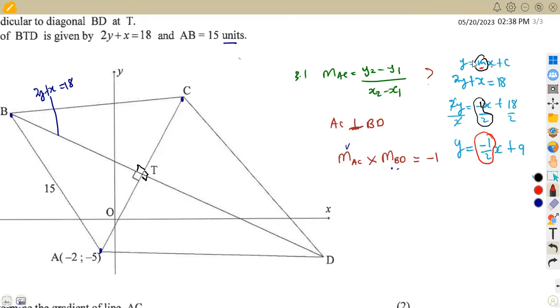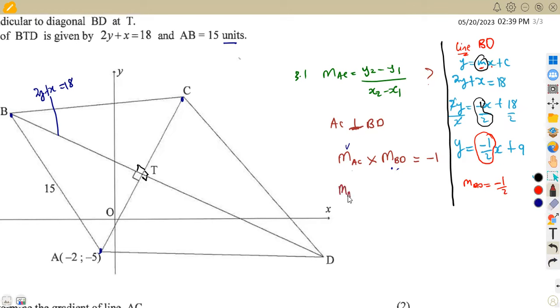So that means from the line BD that we are given in this case, we are having the gradient. So the gradient of line BD is -1/2. So this is the one that we are going to use now to determine the gradient of AC, because we are saying the product of these two should give us -1. So here we can substitute the gradient that we got, which is -1/2, into this formula.